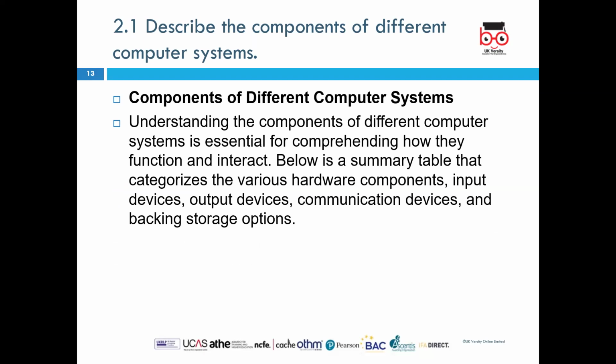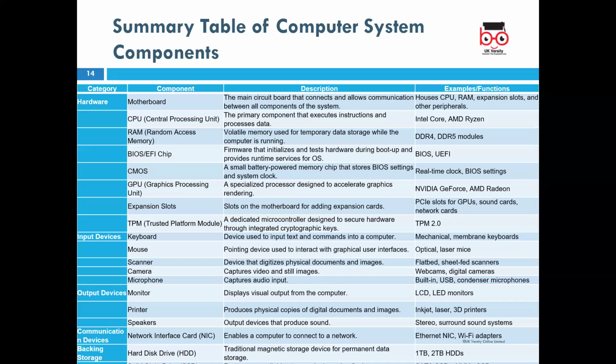So now we're going to describe the components of different computer systems. What are these components? We're now going to look into our table, which summarizes them in detail. The components that we'll find in our hardware are the motherboard, CPU, RAM, which is our random access memory, BIOS, CMOS, and our graphics processing unit. Input devices again would be keyboard, mouse, scanners, camera, microphone, and output devices, which return some value to us, such as monitors, printers, speakers, and communication devices such as network interface card, and hard disk card.